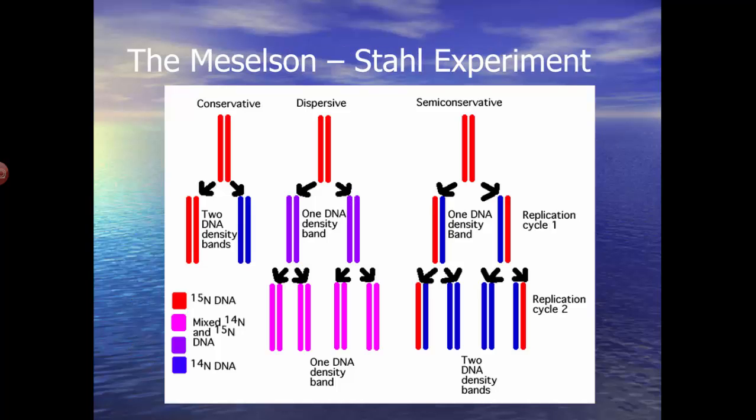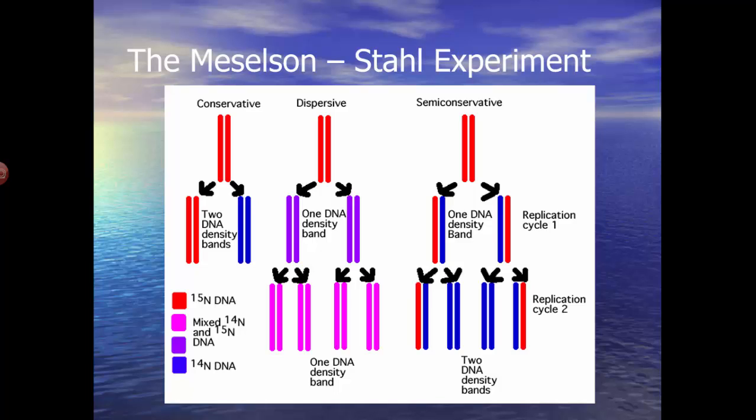Here's a picture of how it looks. So we know that if we start with a heavy DNA, the red, and we allow it to divide in bacteria that are only eating light nitrogen now, they've already got heavy DNA, but all the DNA that they're going to make from here on out will only have light nitrogen. If it was conservative, we should have then two density bands after the first division. We should have a heavy band and a light band. And then that will continue on every time we allow it to divide. And that was not what was seen.